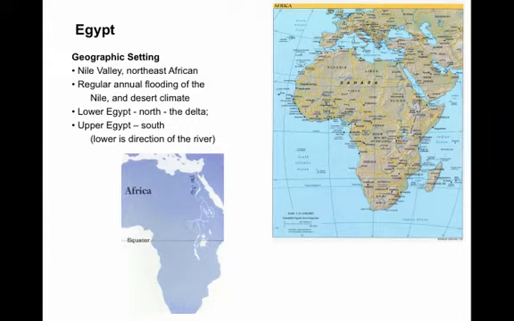Now, just for our reference here, Lower Egypt is north. The delta of the Nile is Lower Egypt. Upper Egypt is south, and it's based on the direction of the river. And it's very confusing, but it has to do with lower is the direction the river is going.